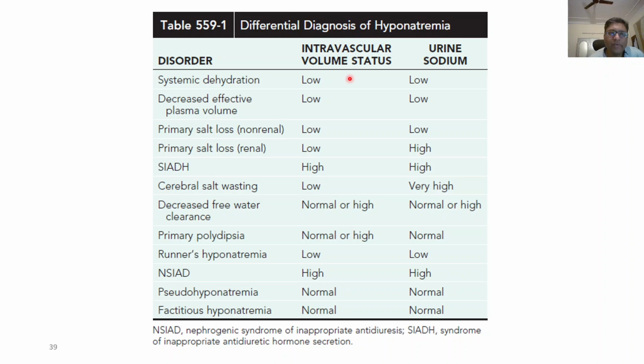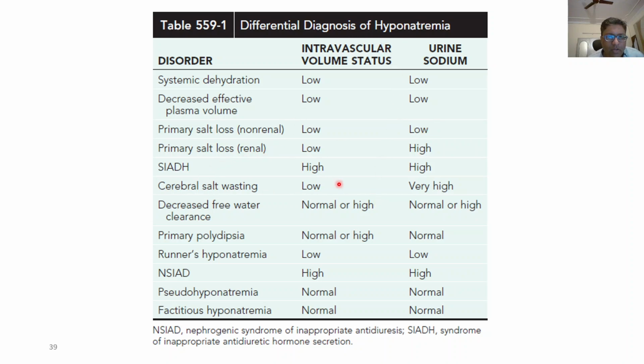So, the differential diagnosis of hyponatremia: intravascular volume status and urine sodium. If you have systemic dehydration, volume status will be low, urine sodium will be low. If you have decreased effective plasma volume, both of these will be low. Kidney is fine, so the kidney will try to retain the sodium. Urine sodium should be low.